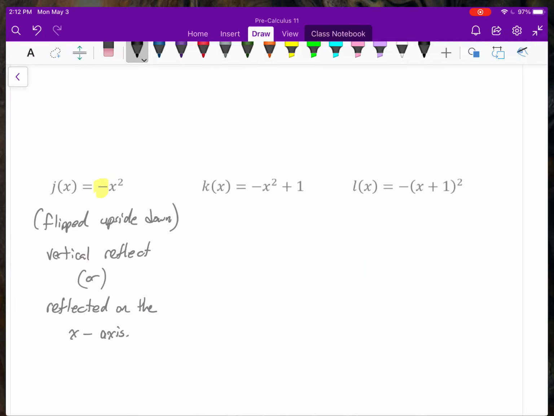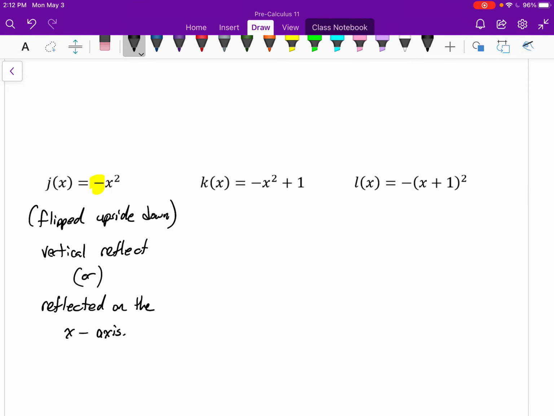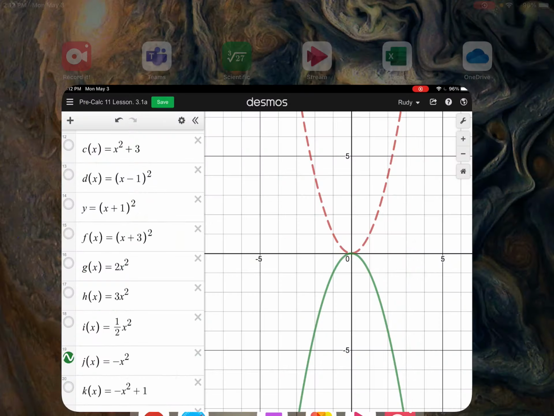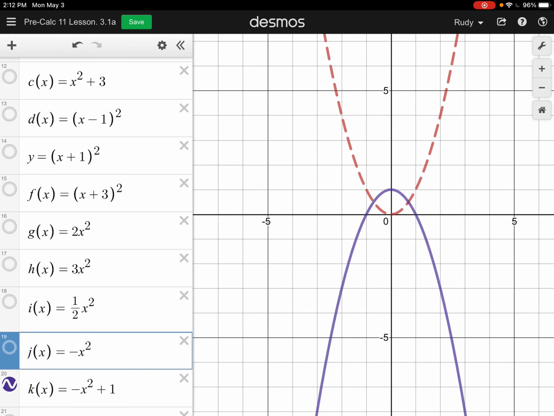And so the last two examples are just kind of combining these things together. So for example, this one here, I have a vertical reflection and it's moved up 1. So vertical reflection and up 1. So try to visualize what you think that looks like. Think about x squared. Reflect it vertically, flip it upside down, and then move it up 1. And what you get is this. It's been reflected vertically, and it's been moved up 1.